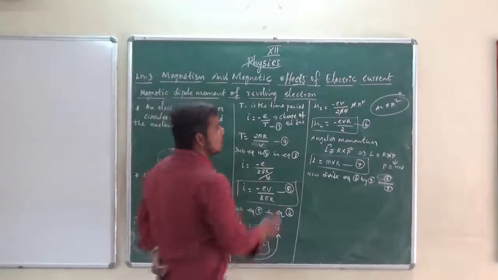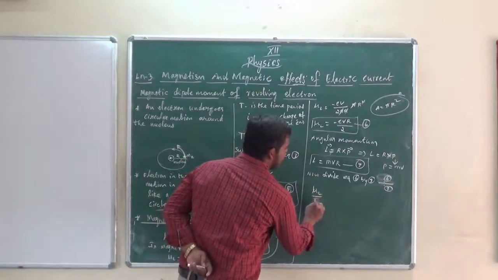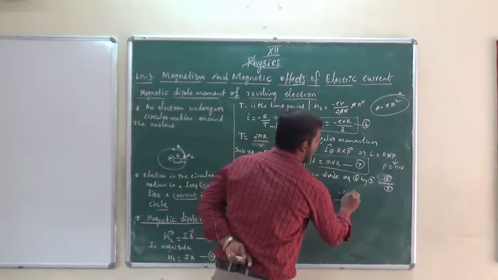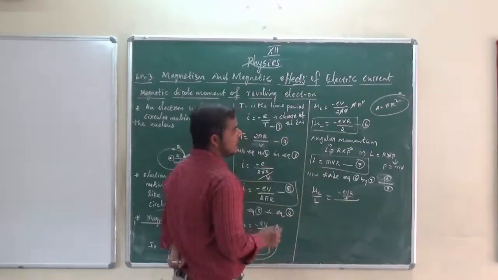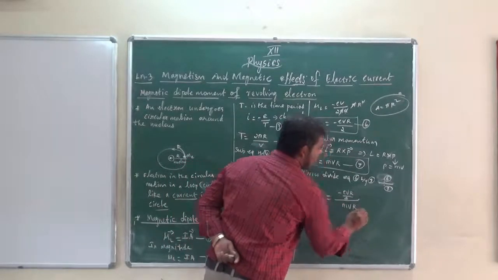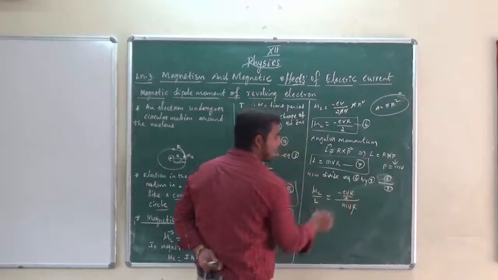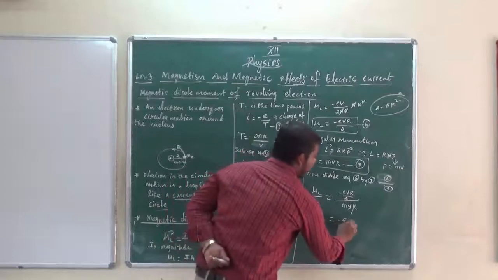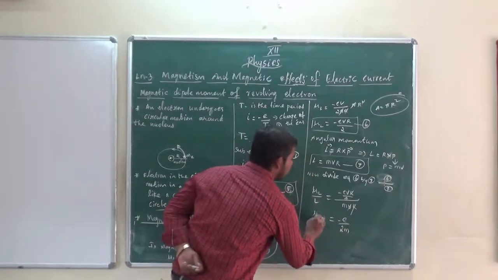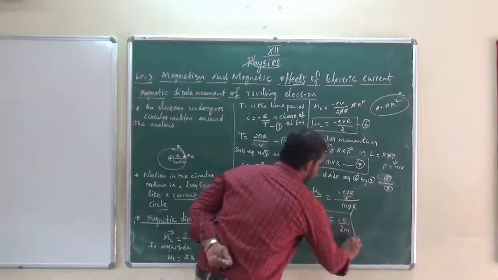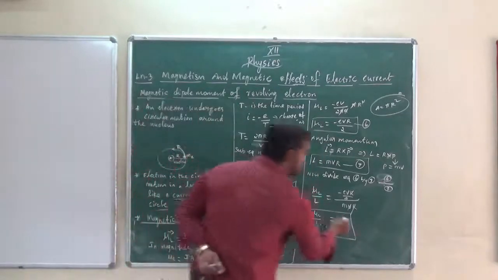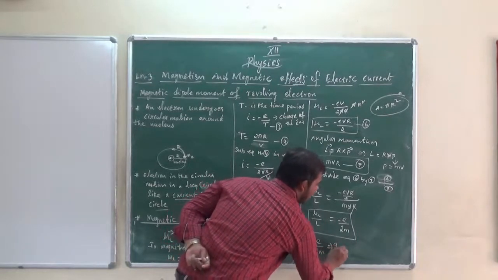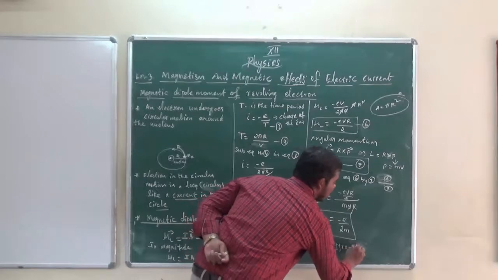So what will we get? Mu L by L equals, in the numerator, minus eVR divided by 2, and in the denominator, mvr. So what terms cancel? R cancels, v cancels. The rest of the term is e by 2m. So mu L by L equals minus e by 2m. This term is the gyromagnetic ratio. Very important, one more question.